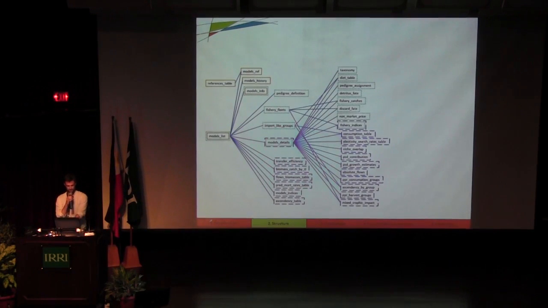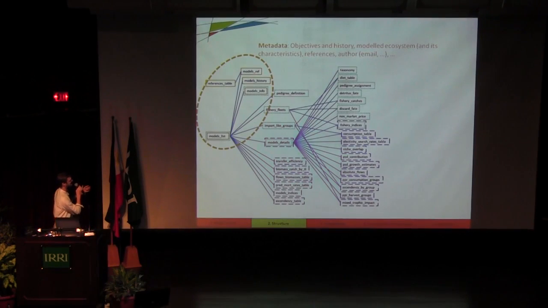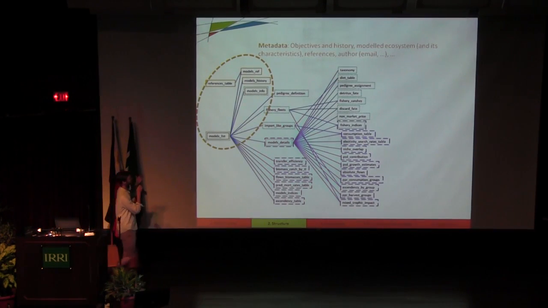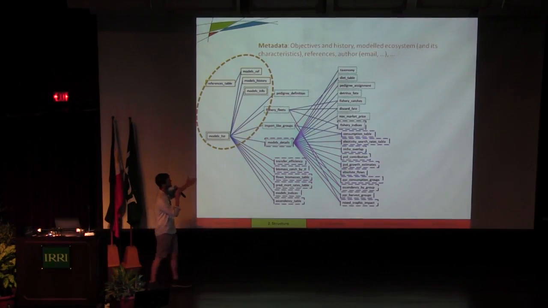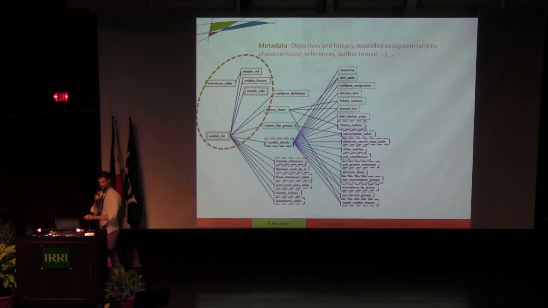So what's the structure? I'm not going to detail all the structures, but we have first the metadata, as I told you. That's to say, for example, the objectives and the history of the model, what is the model ecosystem and its characteristics, what are the references, the authors, so everything surrounding the model.